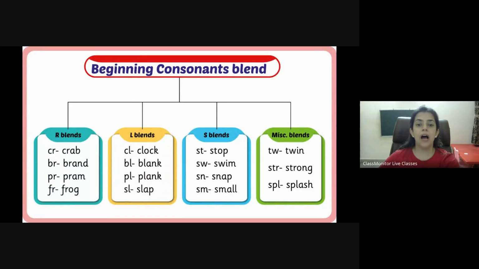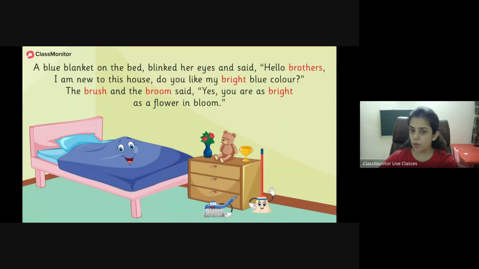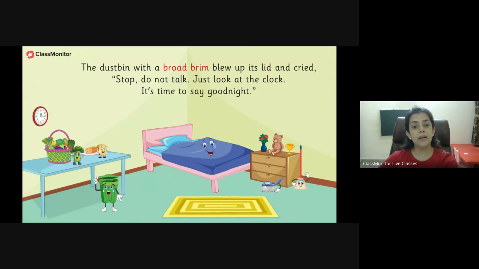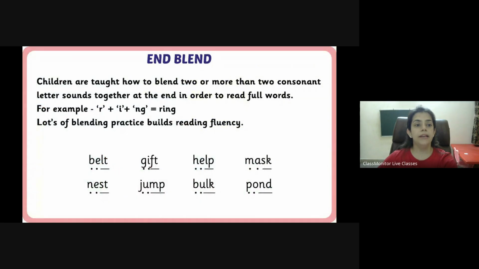After this, again, come the related story cards. Today I'll be unboxing the kit and showing you the kit. Now comes the end blends, right? So does anybody have any questions about anything so far? Any doubt, any question you want to ask?